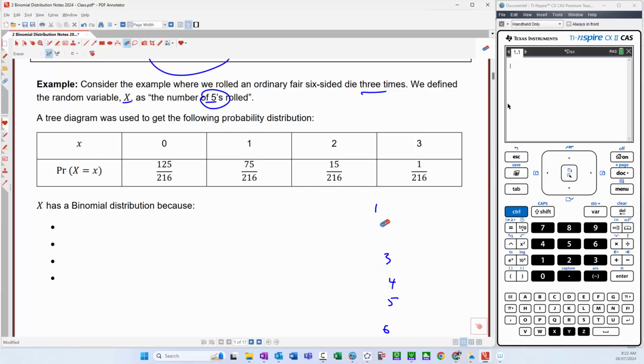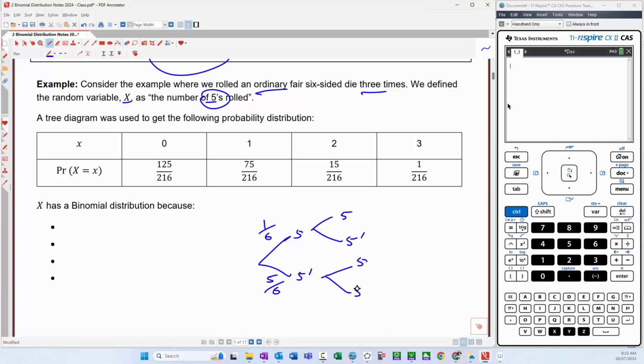Okay, so let's draw what the tree diagram would look like for this experiment. So we're going to go 5 and not 5. What are the chances of rolling a 5? Well, it's 1 in 6 because it's ordinary, and 5 in 6 for not. So it's going to be 5 again and not 5, 5 again and not 5 on the second roll. So that's going to be 1 in 6, 5 in 6, because the rolls are independent. 1 in 6, 5 in 6. And we're doing it 3 times.